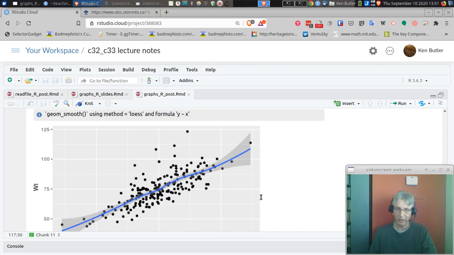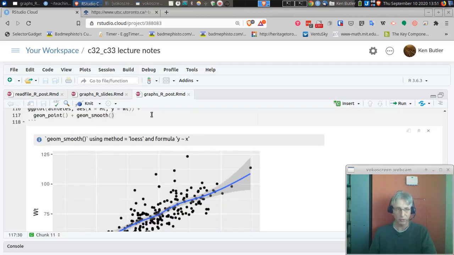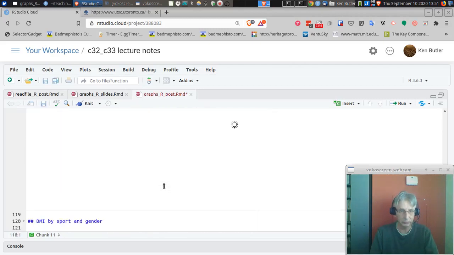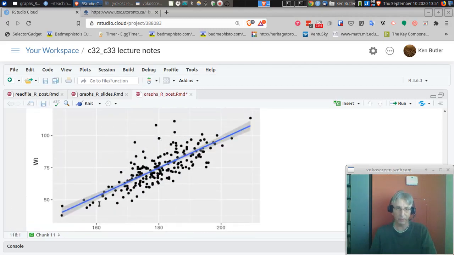This is called a LOESS curve. You can see method equals loess. That's the default for geom_smooth, and that will fit a curve that goes kind of through the data. And if you think it looks reasonably straight, as I think you would here, then you could say, well, actually, I think a regression line would be just as good. So let's put the regression line back. And you can see that a straight line really does work perfectly well there with a bit of scatter.